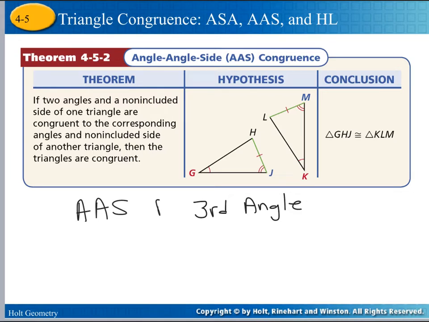So by the third angle theorem, I know from this picture that this third angle, this angle H and this angle L, are also congruent. So I'm going to put like 3 tick marks there. The third angle theorem says all the angles of the triangle add up to 180. So if I have 2 in each triangle that are congruent to the 2 in the other triangle, then that third angle is also the same.